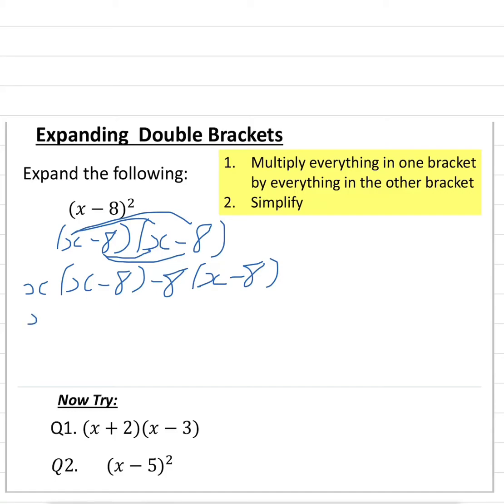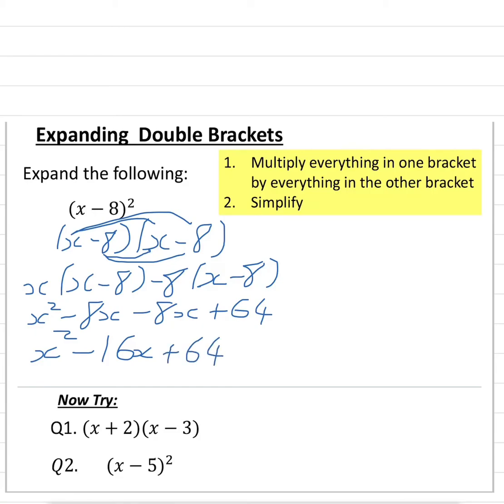So expanding here, we have x squared minus 8x. The one on the right then, we have minus 8x. Then minus 8 times minus 8, that is plus 64. Let's simplify now. So we have x squared. Then minus 8x minus 8x will get us minus 16x. And then we have plus 64.